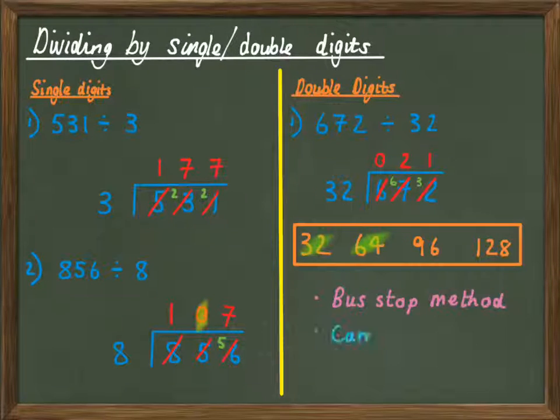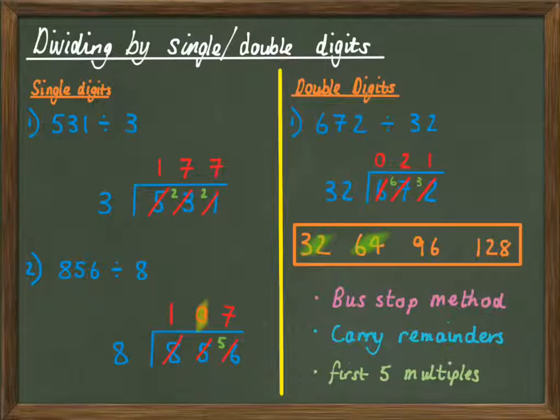In summary then, anytime you're dividing, you want to be thinking bus stop method. Carry the remainders. That's where 90% of people go wrong if they do. Carry the remainders, and especially when you're dividing by double digits, because you're not going to be really that familiar with them in your head, I'd advise you to write out, say, the first 5 numbers in that particular times table.